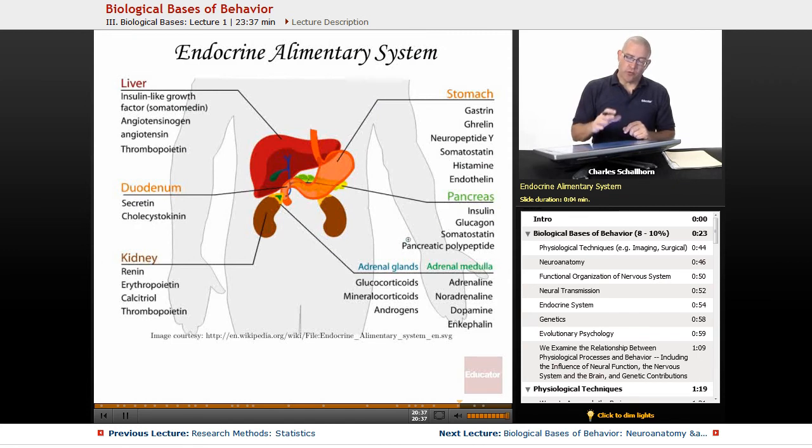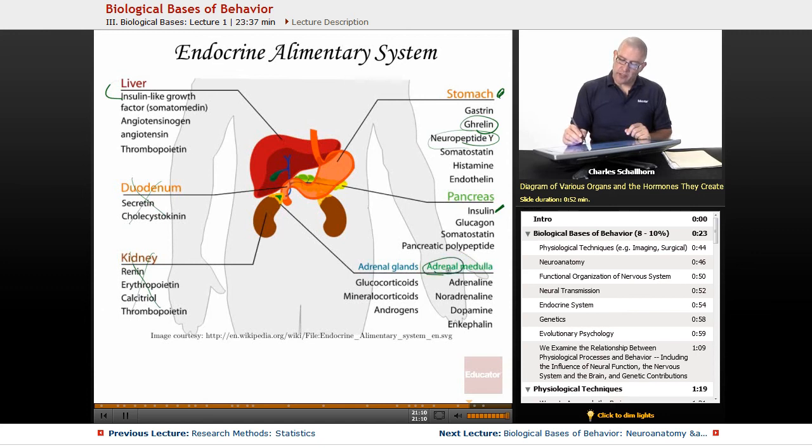And the endocrine system within the alimentary system, we have the liver producing insulin and insulin-like growth factor. We don't worry about the duodenum at all, or the duodenum, depending on which part of the world you're from. We don't really worry about the kidney too much. We do look at the stomach and ghrelin and neuropeptide Y. We'll take a look at those when we get to the motivation chapter and hunger. The pancreas with insulin. We don't need to worry about the rest of those.